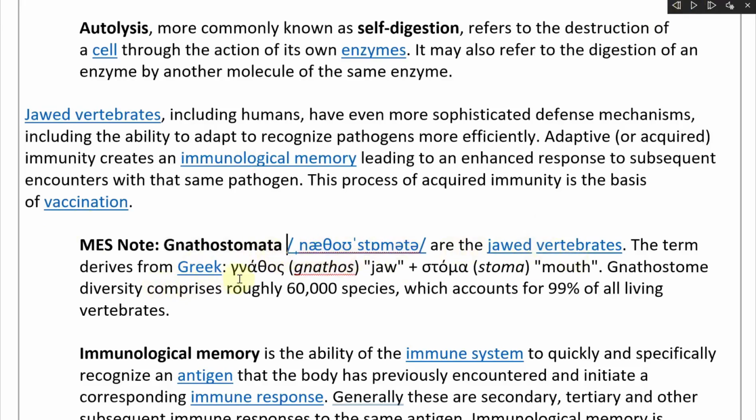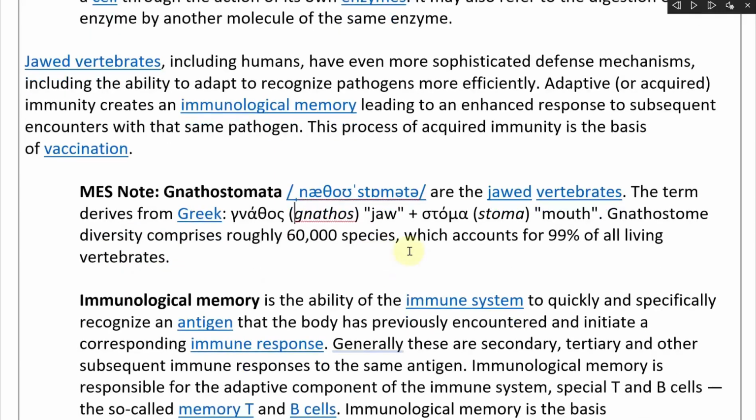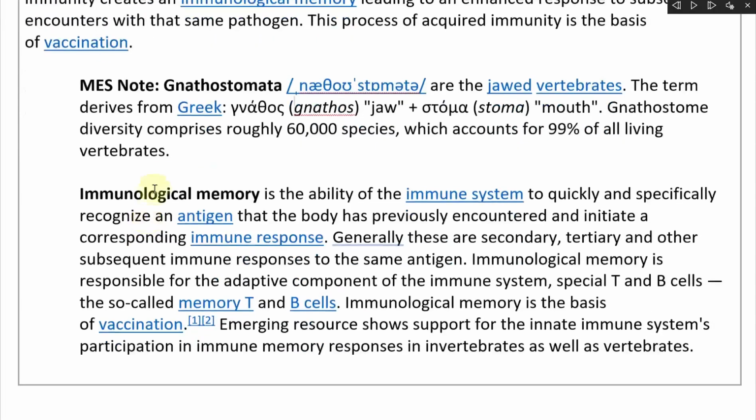The term derives from Greek gnathos or nathos. See this? Nathos. Okay, I guess they don't pronounce the G, which means jaw, and stoma meaning mouth, so mouth jaw. Gnathostome diversity comprises roughly 60,000 species, which accounts for 99% of all living vertebrates.